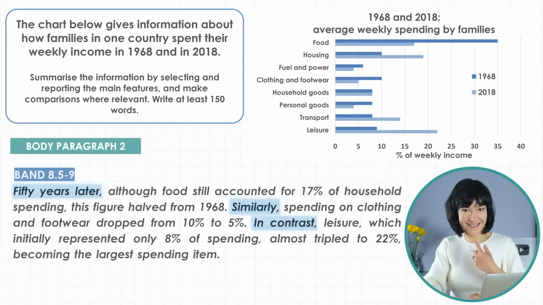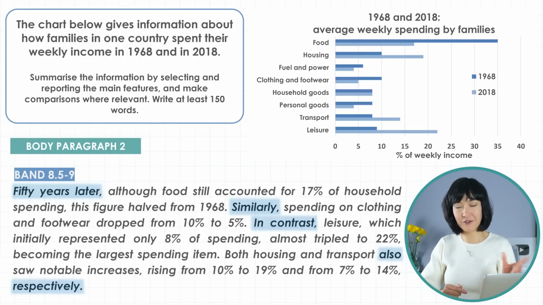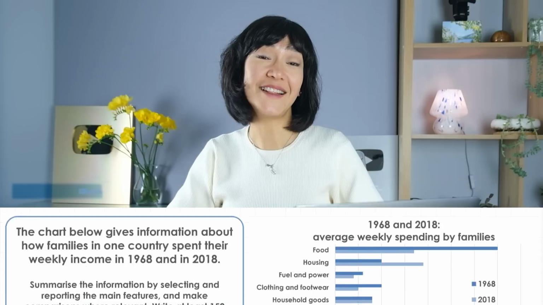The linker in the next sentence is more subtle. Both housing and transport also saw notable increases, rising from 10% to 19% and from 7% to 14% respectively. Respectively means in the same order as something was mentioned. Housing was first, it rose from 10 to 19%, and transport was second, so its numbers are last, from 7 to 14%. Now, body paragraph 3 about the items where we didn't see much change.